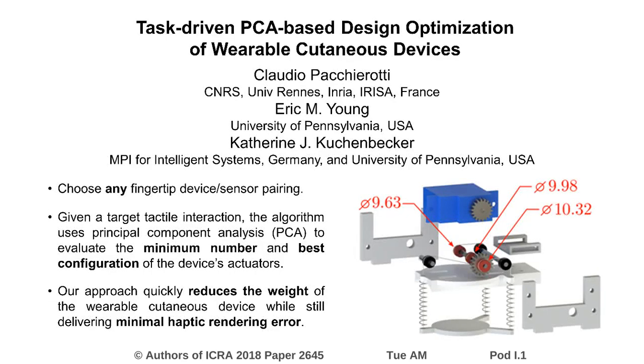This paper presents a new approach for task-driven design optimization of fingertip cutaneous haptic devices. Given one or more target tactile interactions to render and a cutaneous device to optimize, we evaluate the minimum number and best configuration of the device's actuators to minimize the estimated haptic rendering error.